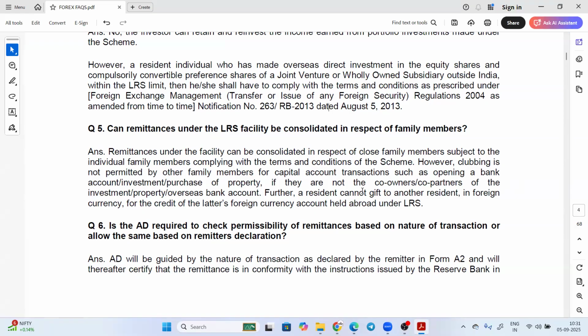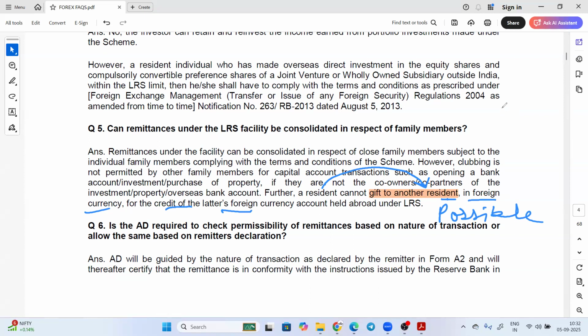Further, a resident cannot give foreign currency to another resident for credit of the latter's foreign currency account held abroad under LRS. So here they want to tell that a resident person cannot gift foreign currency to another resident person. If he is gifting to somebody and this other person will transfer the money abroad, that is not possible. That is not correct. You have to remember that.